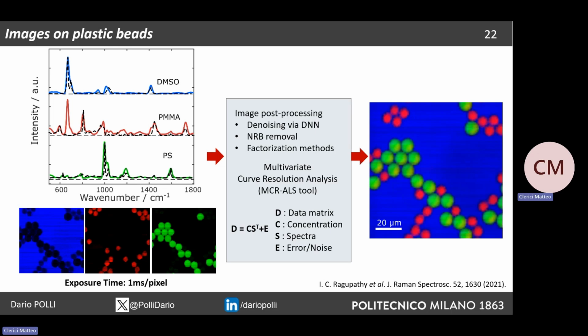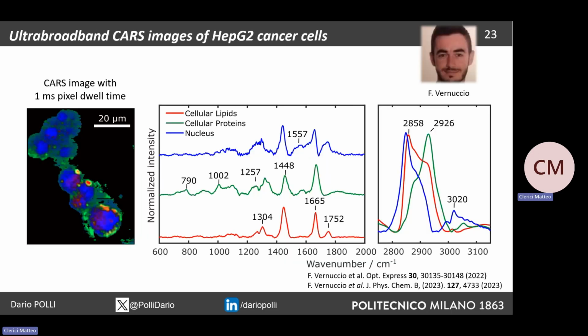We start from plastic samples, artificial samples to test the performances, and these are polystyrene beads and plexiglass beads immersed into a solvent, which is DMSO, and we can discriminate the chemicals. These are all transparent samples, by telling the spectrum of interest. So this is the spectrum in the fingerprint of the different components. And then we can also image cells, like in this case, these are hepatic cancer cells. We can distinguish the nuclei in blue. We can distinguish the lipids and proteins in red and in green, because they have different spectra. So they have different resonances, different oscillations.